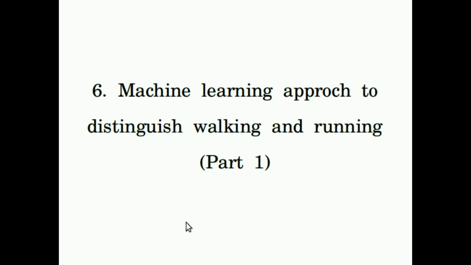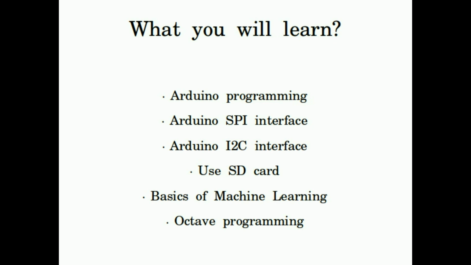So let's look at what all things you will learn by going through this video. You will learn some Arduino programming, SPI interface programming, and I2C interface programming. Then you'll also learn how to use an SD card with Arduino, as we'll be storing our accelerometer data, which puts its output data on the I2C interface and will pass it to the SD card for storage through the SPI interface. Then you'll learn the basics of machine learning, and we'll use Octave to develop this machine learning algorithm. So you'll learn a bit of machine learning and a bit of Octave programming. So let's get started.